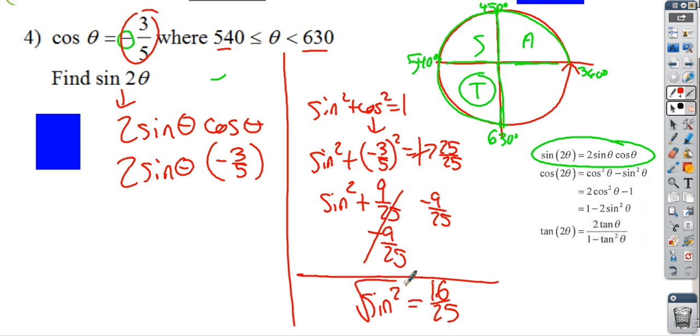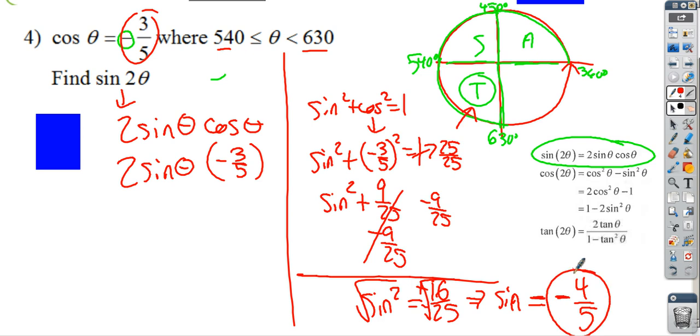And we can solve for sine by rooting both sides. So that means sine is equal to plus or minus, and it's going to be minus this time because we said right here we're in the third quadrant. It's going to be minus the square root of 16 is 4, and the square root of 25 is 5.